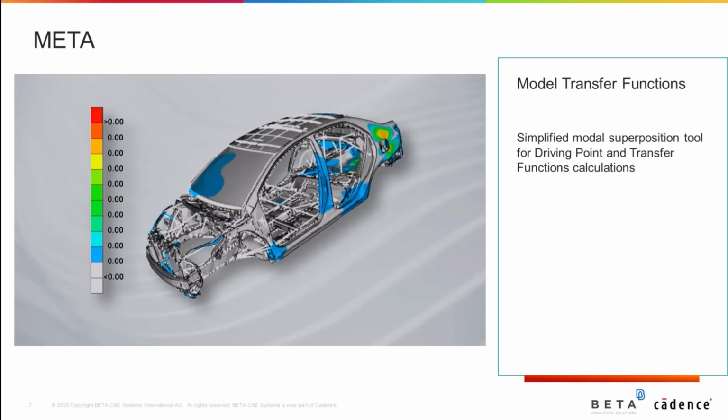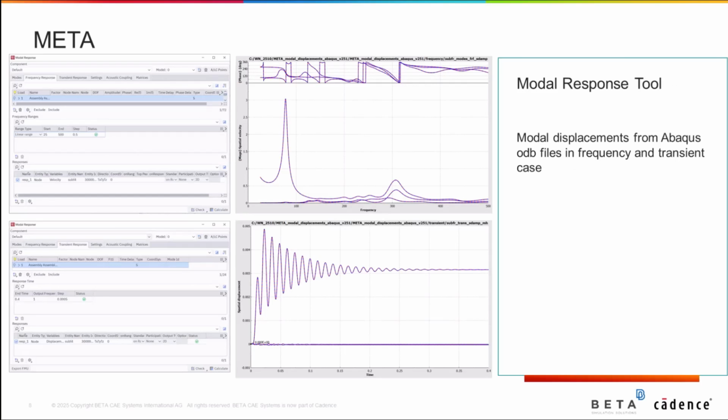Regarding the Modal Response Tool, the modal displacements can now be read from Abaqus ODB files in frequency and transient case, setting type equal to 5 for modal displacements in the load case section. The results from modal response and the solver are here compared and found line on line.